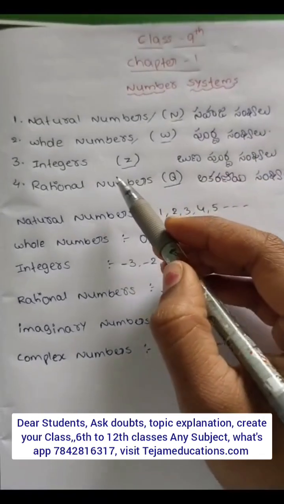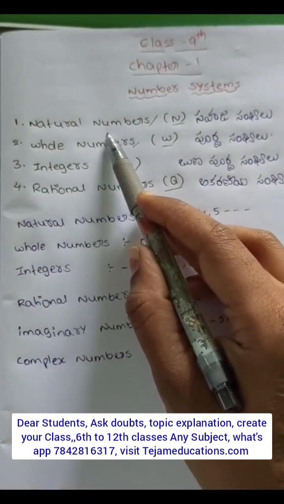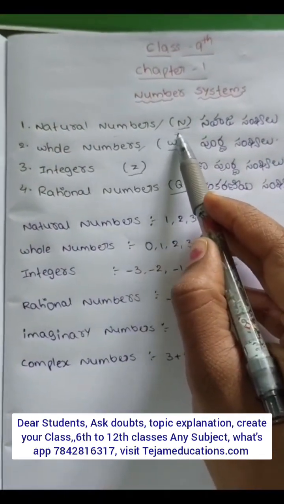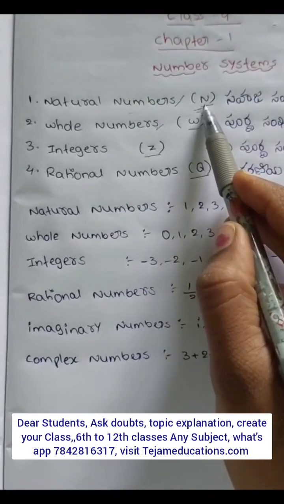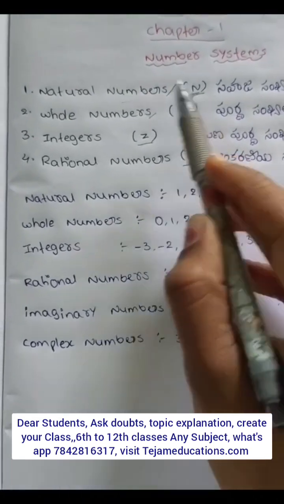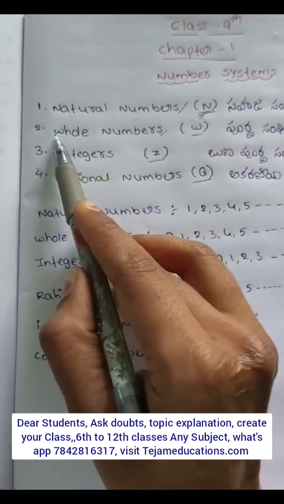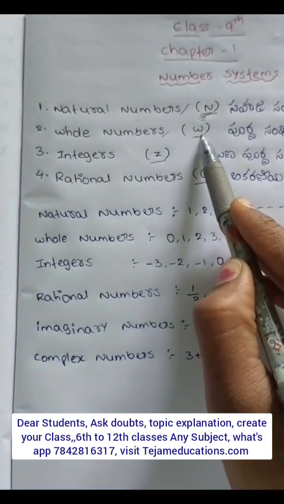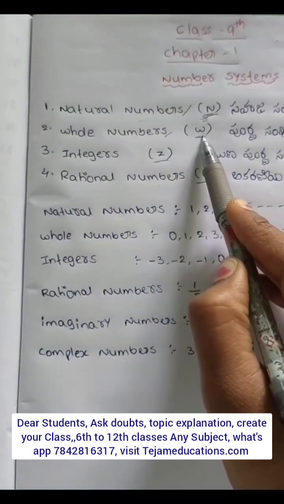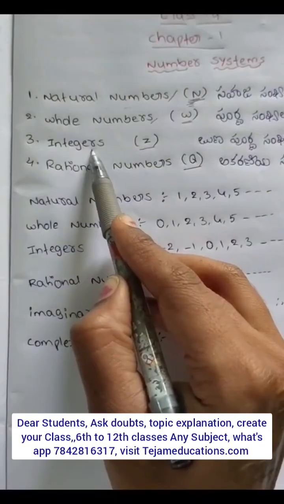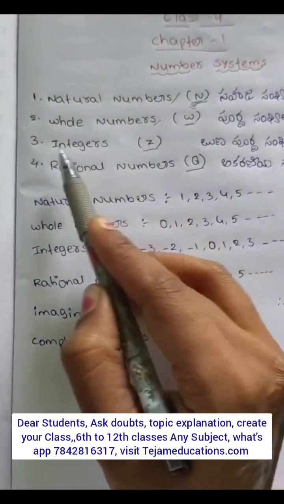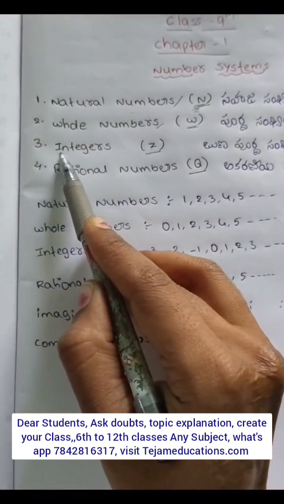Okay, natural numbers start with the letter n, that's why we denote them as N. For whole numbers the starting letter is w, so we denote them as W. Here you might have one doubt: for integers, why do we denote Z, and not I?